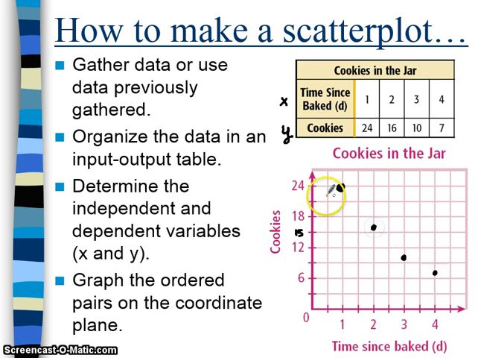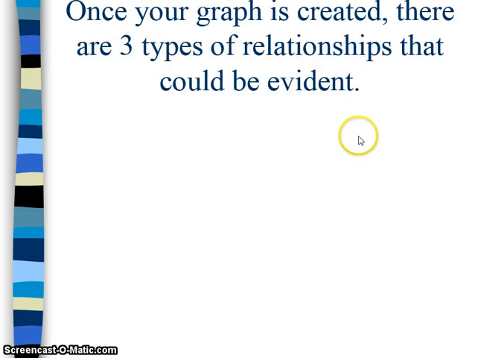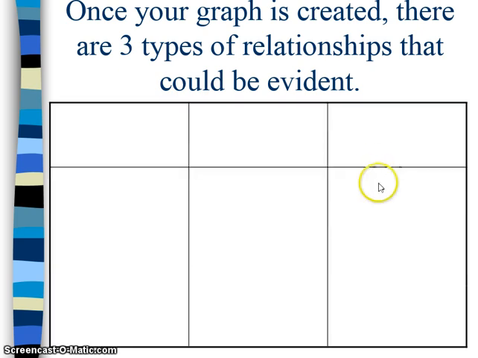Now, you can see this is not perfectly linear. This is not a linear function, but you can see a trend. As the days go on, there are less cookies in the jar. That is what we refer to as a correlation. So once your graph is created, there are 3 types of relationships that you could see.